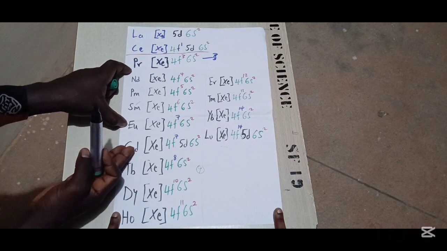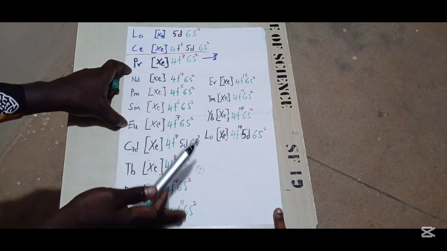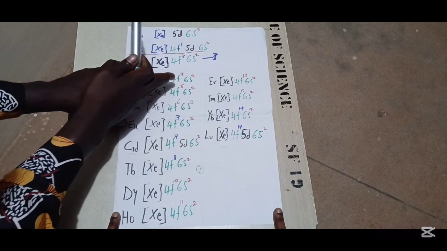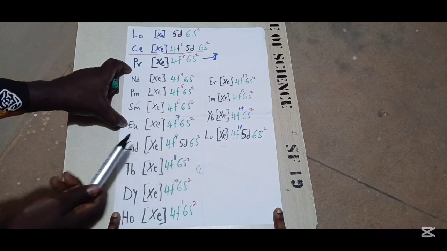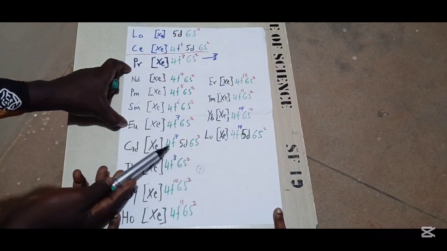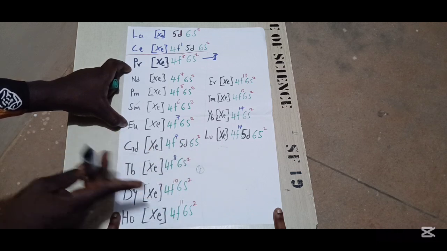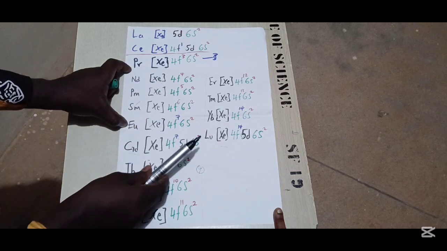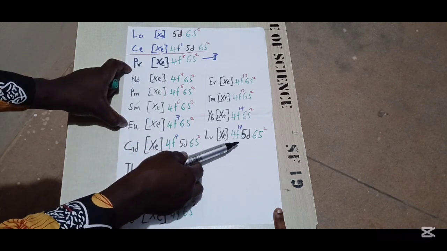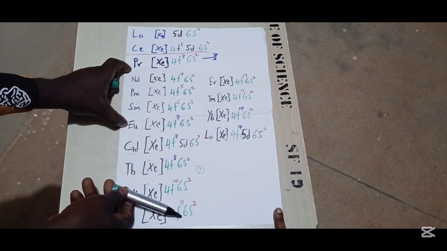Now let me summarize everything. We start from the third element. We know xenon is there. All of them have 4f and 6s, with the exception of gadolinium and lutetium, which also have 5d. But those 5d orbitals have only one electron. Gadolinium has 5d, lutetium has 5d. And all the 6s have two electrons.